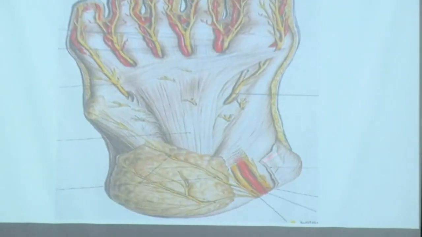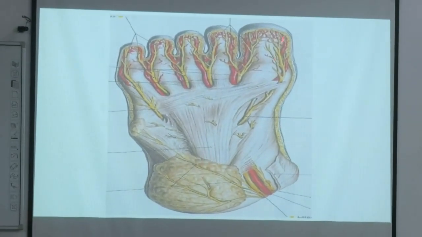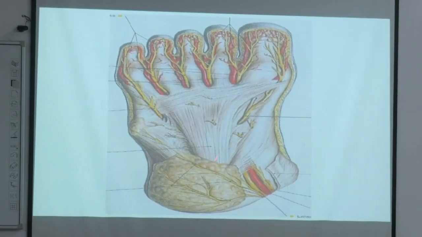Next, see here, this is after removing the skin of the sole. This triangular part is known as the plantar aponeurosis. And these are the deep transverse ligament. Plantar aponeurosis, you have seen in the dissection of the hand as palmar aponeurosis. Like that, the corresponding structure in the foot is the plantar aponeurosis. Next, these are the insertions of different muscles.